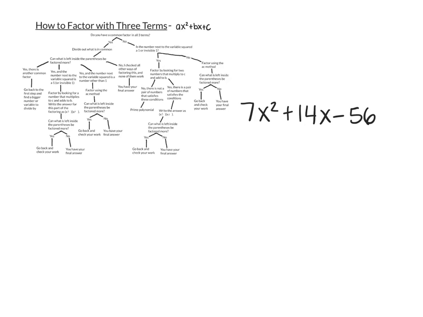So next up, let's look at this trinomial. 7x squared plus 14x minus 56. It's a trinomial, so we will use this chart again, but no matter what kind of polynomial it is, we always start off the same.